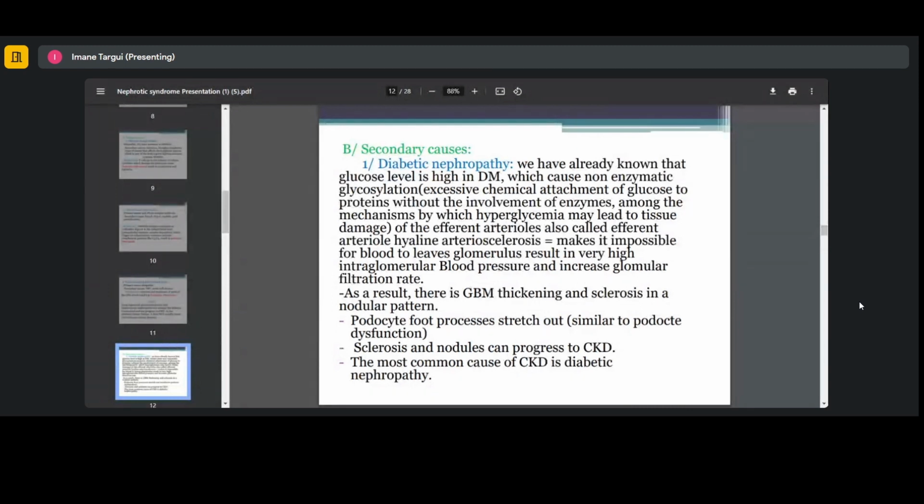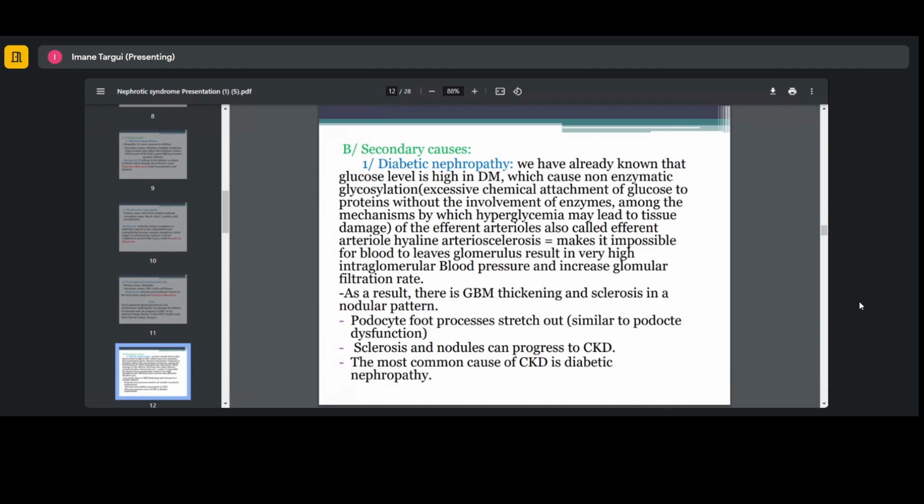Among the mechanisms by which hyperglycemia may lead to tissue damage is damage of the efferent arterioles, also called efferent arteriole hyaline arteriosclerosis, which makes it impossible for blood to leave the glomerulus and results in very high intraglomerular blood pressure and increased glomerular filtration rate. As a result, there is GBM thickening and sclerosis in a nodular pattern.